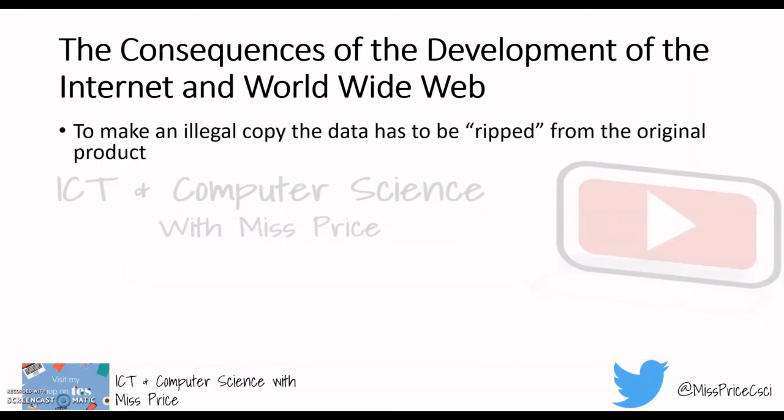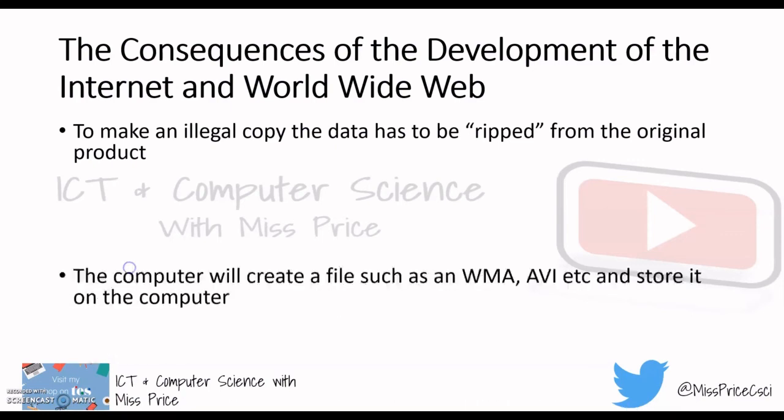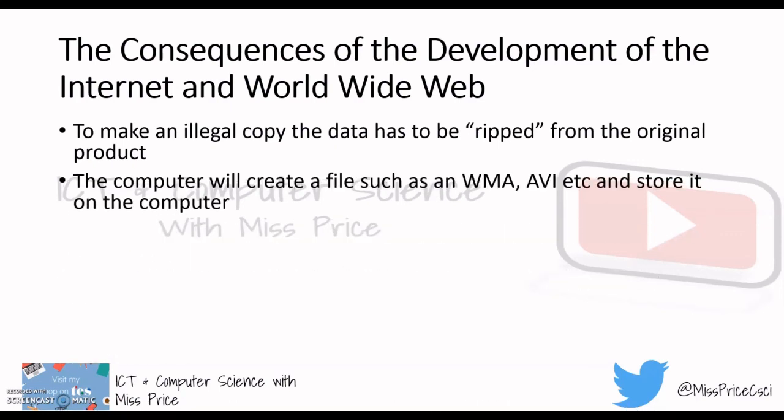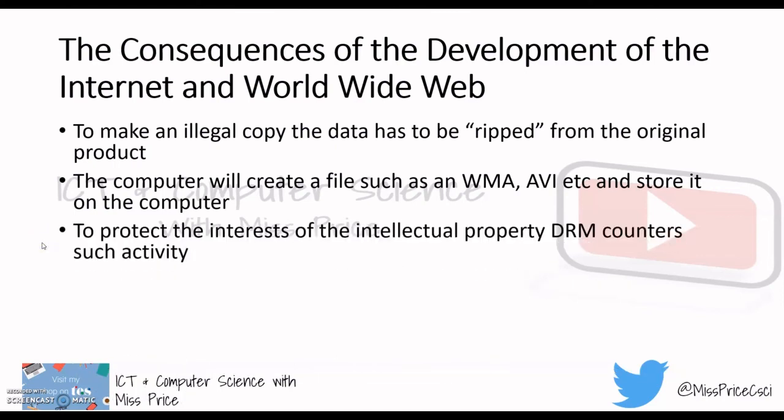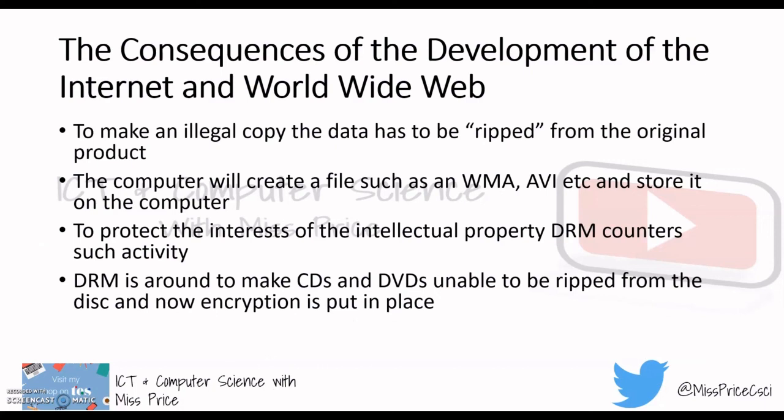So to make a product illegal and to copy the data, it has to be ripped from the original product. The computer will create a file such as a WMV or an AVI and store it in the computer. So to protect the interest of the intellectual property, digital rights management counters such activity. Digital rights management is around to make CDs and DVDs unable to be ripped from the disk, and now encryption is put in place.